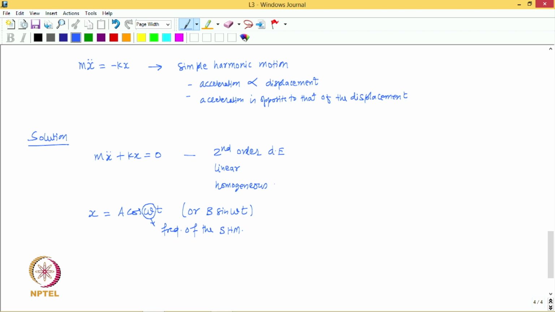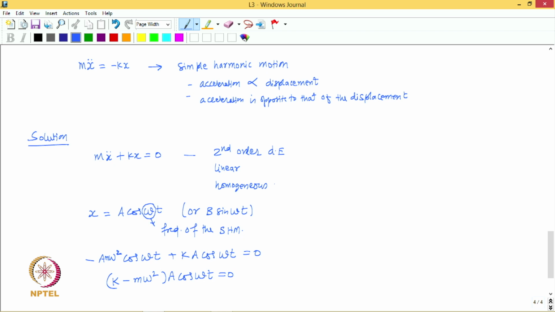So now to check whether this indeed is a solution or not, we can substitute this in the differential equation. If we substitute this in the differential equation, what do we get? If I differentiate cos omega t twice, I get minus a omega square cos omega t, plus k a cos omega t is equal to 0. Sorry, I also have an m here which I forgot to write. So k minus m omega square, times a cos omega t, is equal to 0.